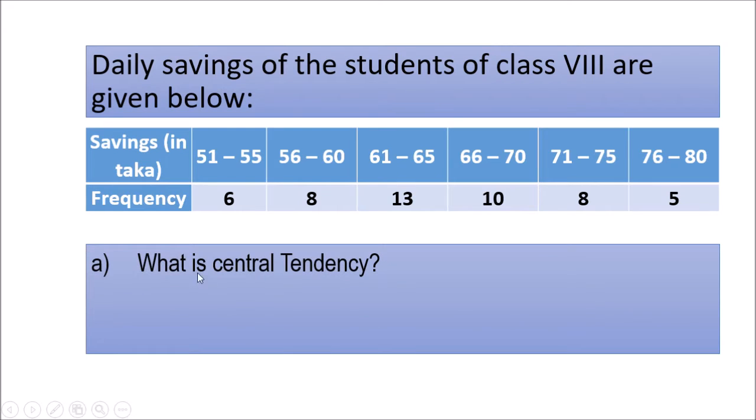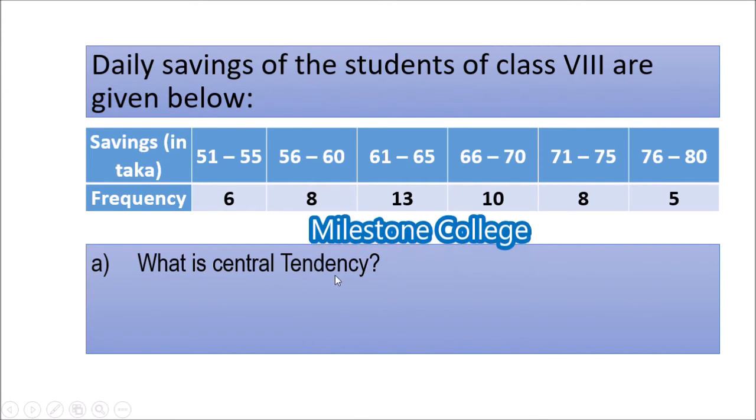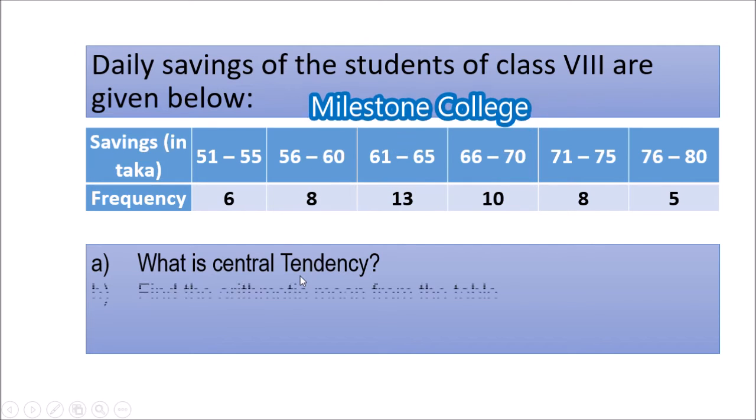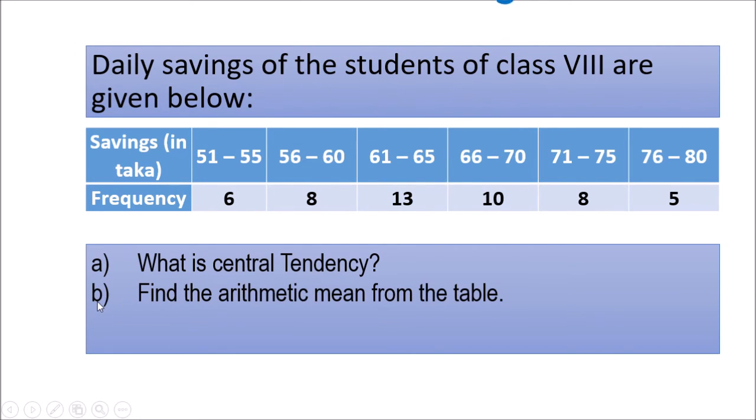So the first question is, what is central tendency? It's a very important question, and in JSC it's very common. So you have to memorize the definition of this, what is central tendency, as you have to understand also. Question B: find the arithmetic mean from the table, and draw the histogram from the table. These two B and C questions are very common, and question A is also common in JSC. So I think this is a very important question for you.